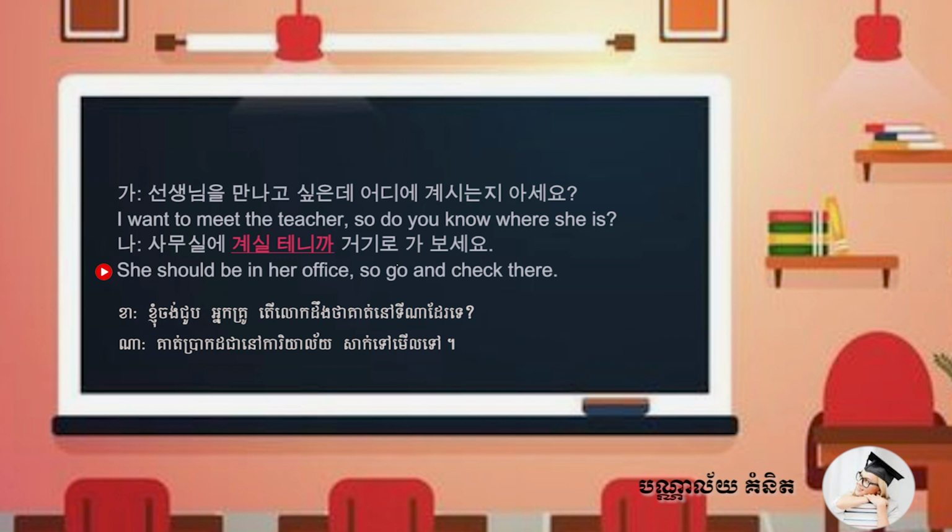사무실에 계실 테니까: 사무실에 계세요 is the reason, right? And 거기로 가 보세요 means advice, right? So when we have a reason and advice or suggestion, we can use 을 테니까, right? So this sentence is correct.